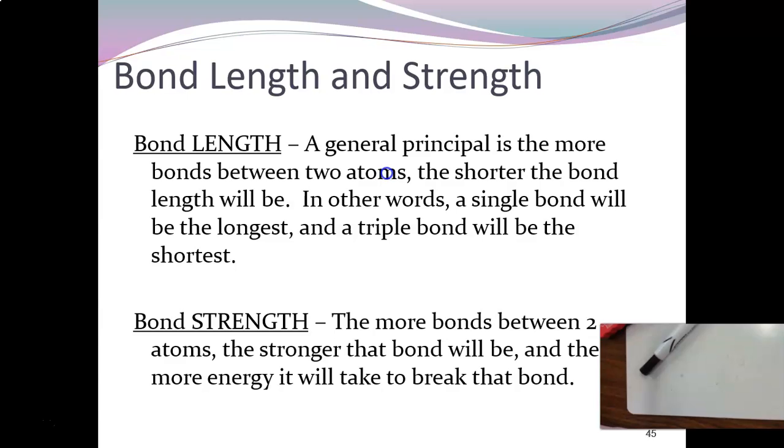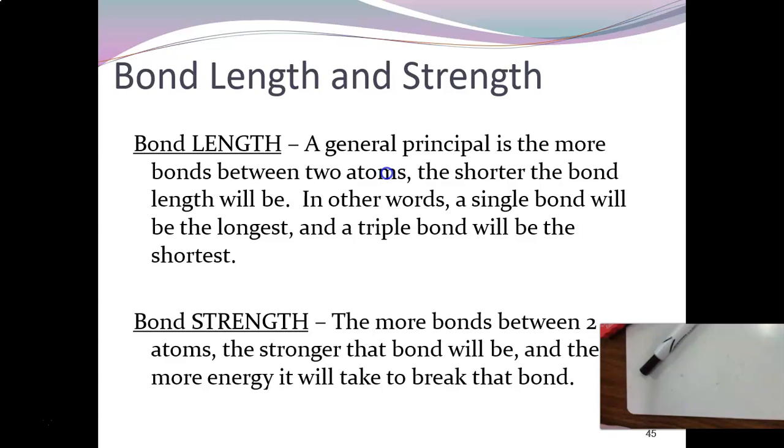So the principle is that the more bonds between two atoms, the shorter the bond length will be, which kind of makes sense if you think about it. Like a single bond will be a really long bond between two atoms, but a triple bond would be a lot shorter. So that's what bond length is and how it corresponds with single, double, and triple bonds.